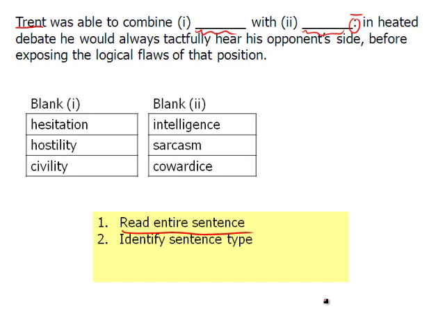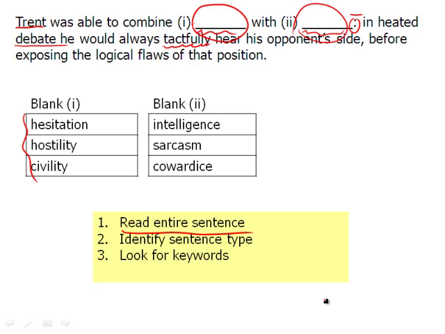And what did we do with one blank text completions? We looked for the keywords, for the clues. In a heated debate, this person would always tactfully hear his opponent's side. So a good thing to remember is to try to deal with one blank at a time. It's a very good strategy because if you try to put too much on your plate, find the clues for both of these, try to come up with your word for both blanks, it's going to be a lot more difficult than doing one blank at a time.